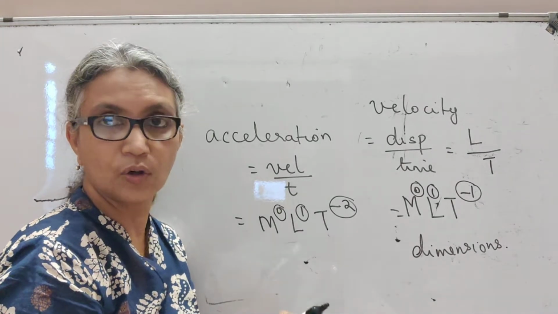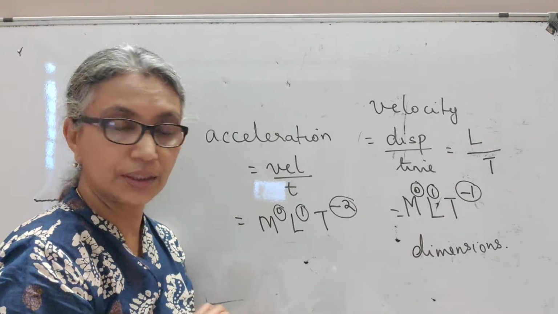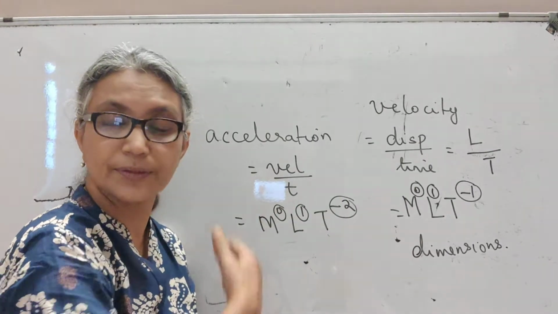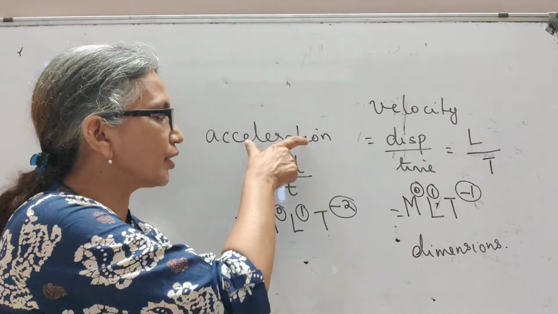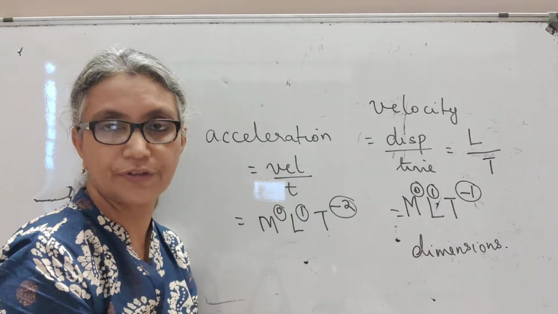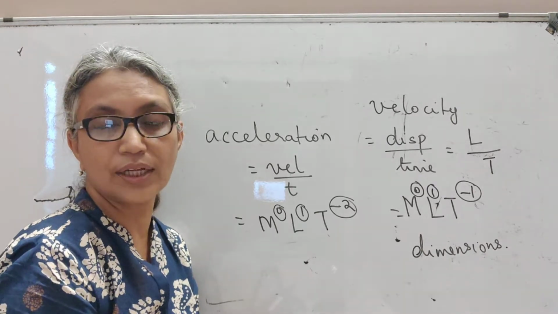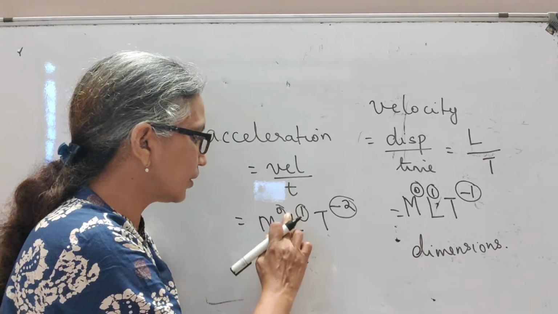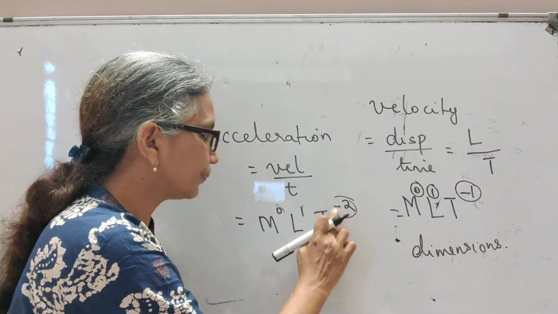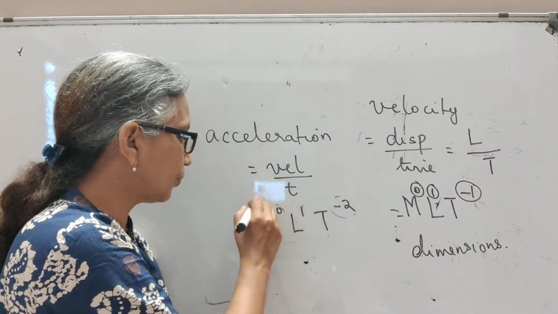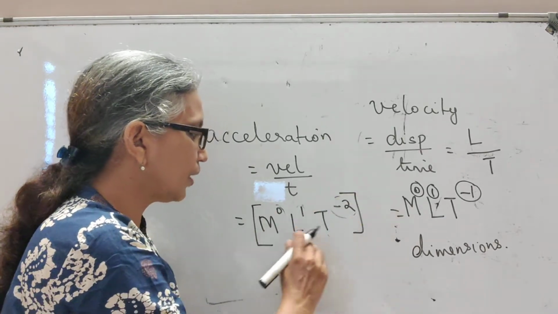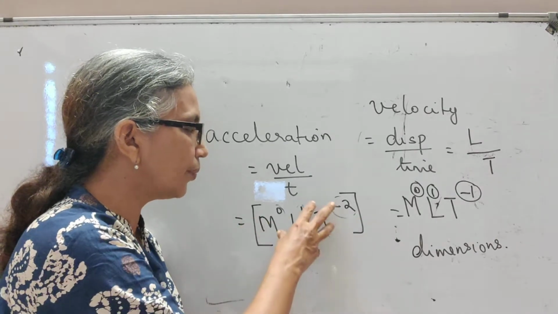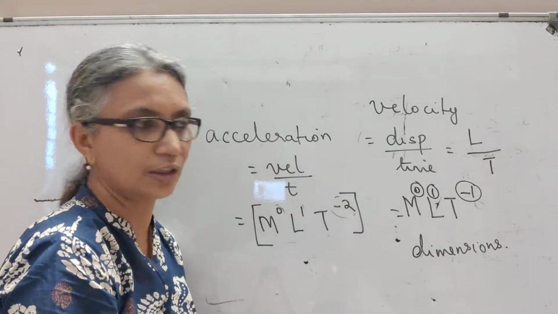So basically, I hope you understood that dimensions means the powers to which the base quantities mass, length and time must be raised in order to express or represent a physical quantity. This is what you call the dimensions of a physical quantity. Now suppose you were to represent this in square brackets like this. Suppose I put a square bracket with the base quantities raised to their dimensions. Then this is what you call the dimensional formula of acceleration.